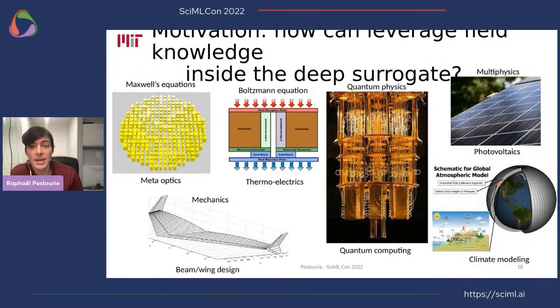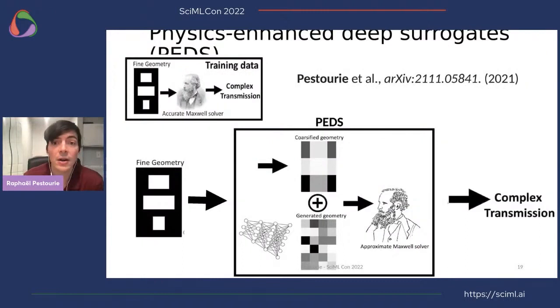And so coming back to our optics example, I'm looking at the top left rectangle box. We want to fit the complex transmission computed by an accurate solver that is symbolized by a picture of James Clerk Maxwell. And the idea of the physics-enhanced deep surrogate, the other box called PEDS, is to combine a neural network generator with a low-fidelity model, here symbolized by a cartoon of James Clerk Maxwell.